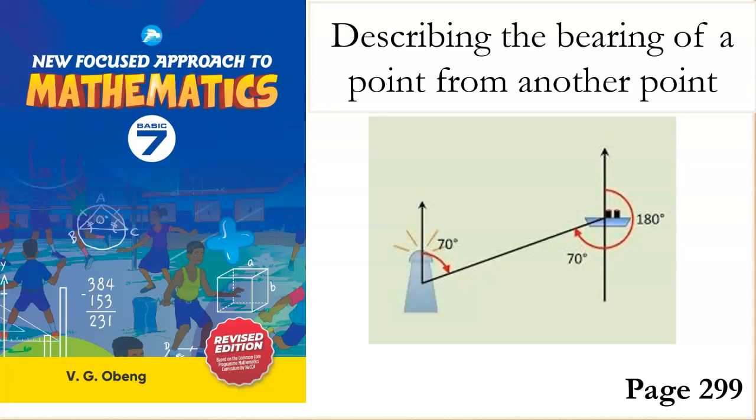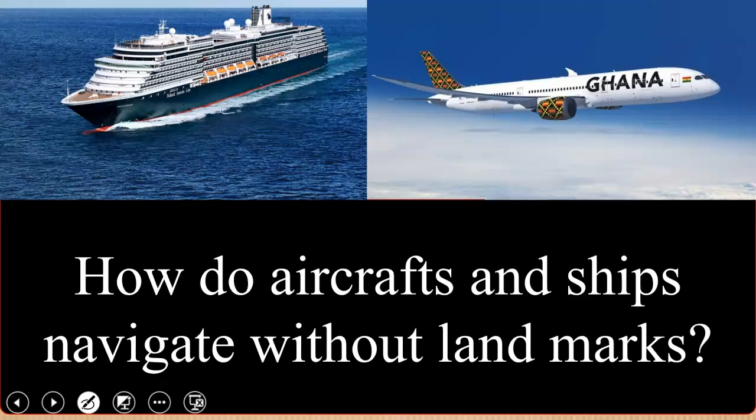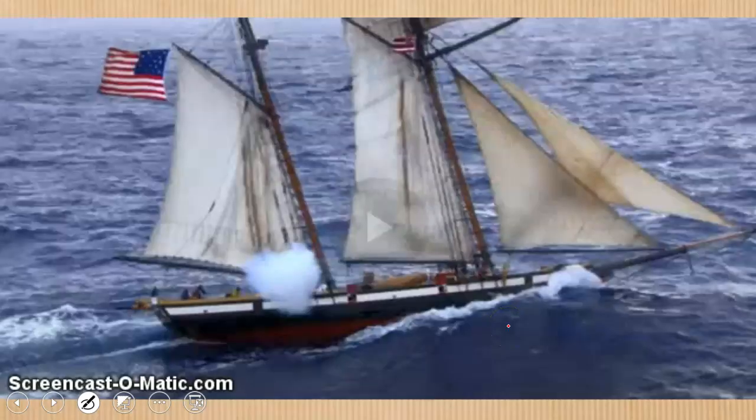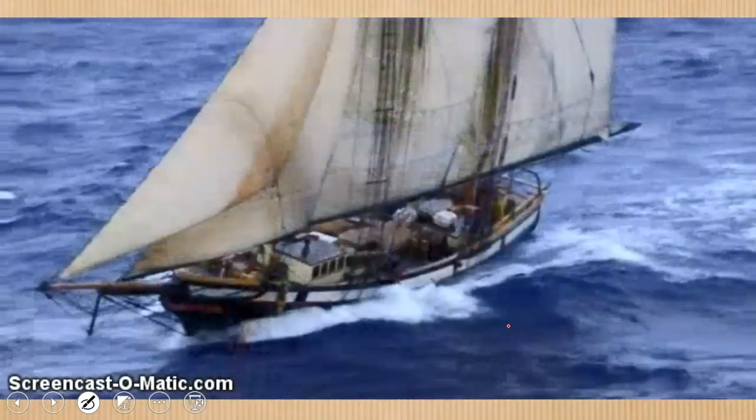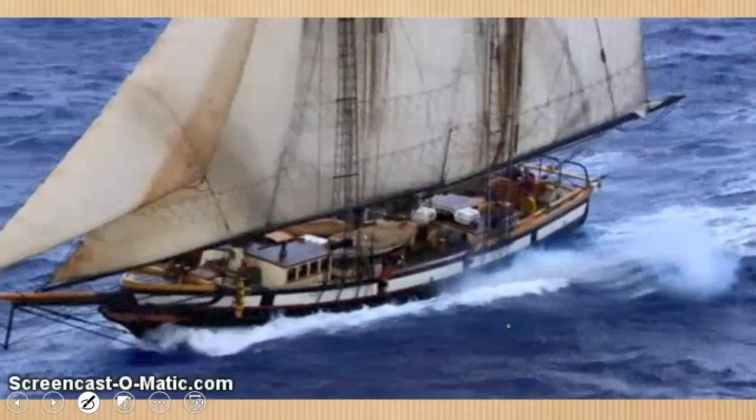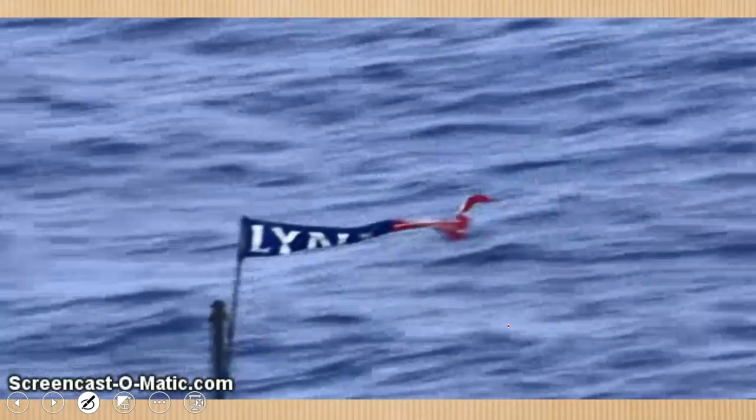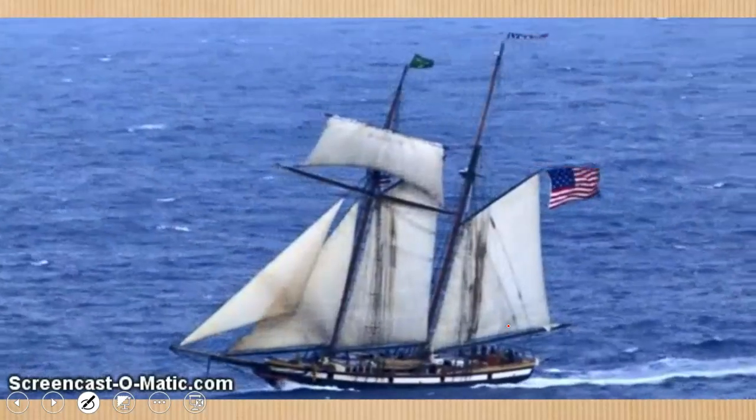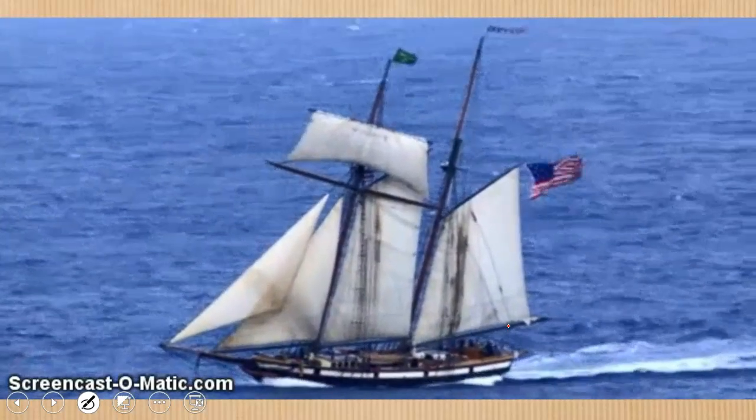So when we talk of bearing, what is it? Let me ask you a question. How do aircraft and ships navigate without landmarks? You are in the sea, navigating, going up and down on the sea. There are no landmarks. For example, let's say this particular ship is on the sea. How would they know where they've got into? Because there are no landmarks on the sea, but they're able to navigate around. How would they do that?